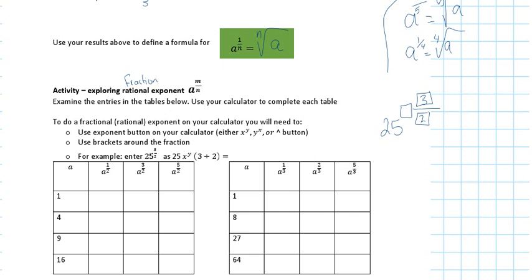So your A for the first table is 1, 4, 9, and 16. For the first one, for example, you're going to do 1 to the power of 1/2. For the second one, you're going to do 4 to the power of 1/2. So you're going to use these as your bases, the 1, 4, 9, 16. And then for each column, you're going to have a different exponent. Can I get you guys to fill out these 2 tables? And then we'll talk about them.